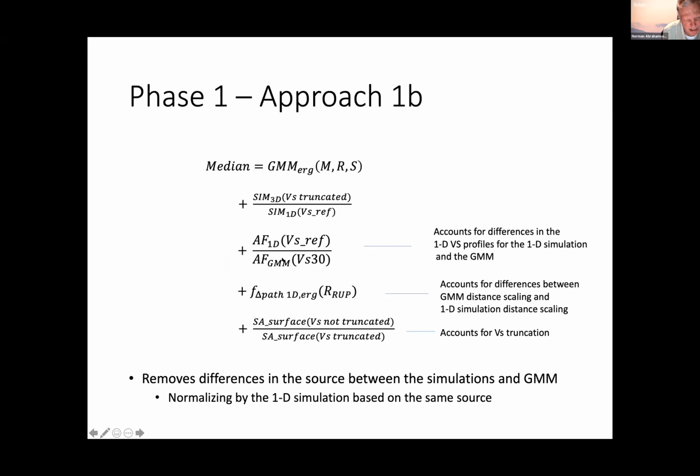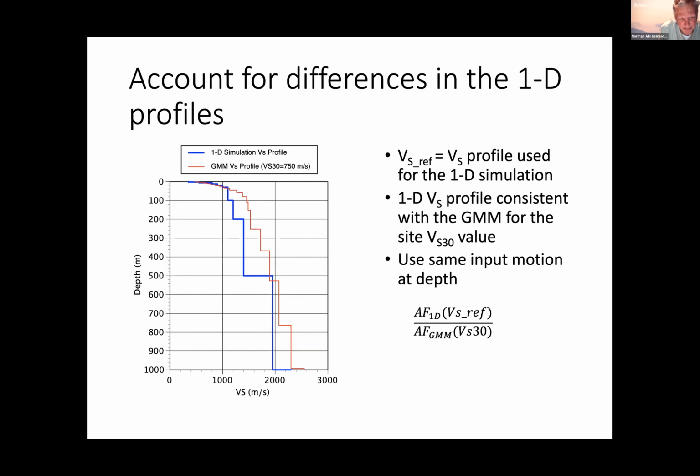We're having our 3D over 1D effects. We're correcting for the difference between what's in the ground motion model, the VS profile for that VS30, compared to what's in the 1D simulations. We don't want to map any average differences in the distance scaling, and the same truncation part. So there's a lot of corrections to this, and it seems kind of clunky, but if you're trying to move slowly, that's sort of what you have to do to try to do all the pieces one thing at a time.